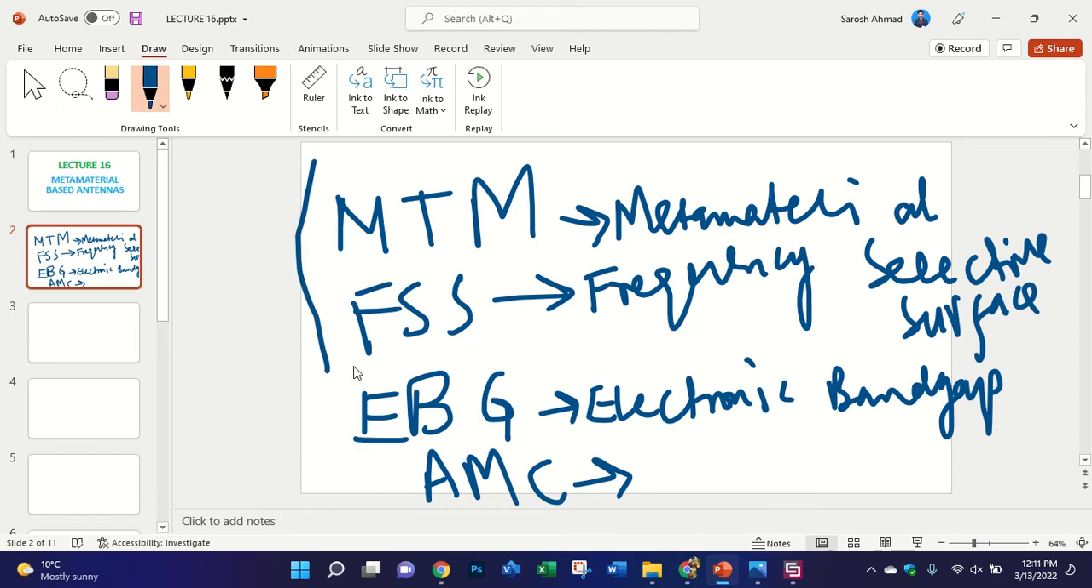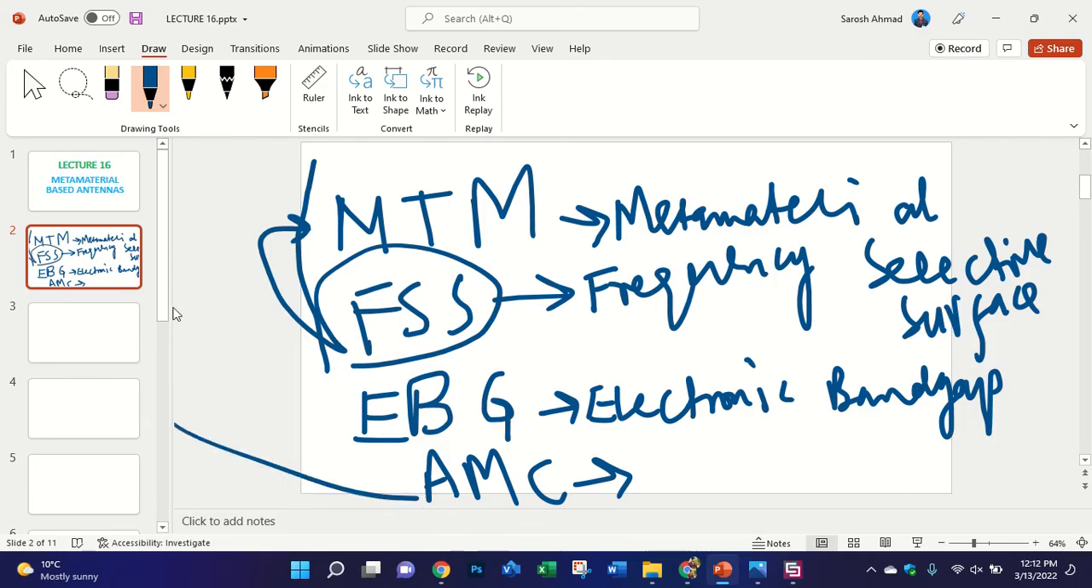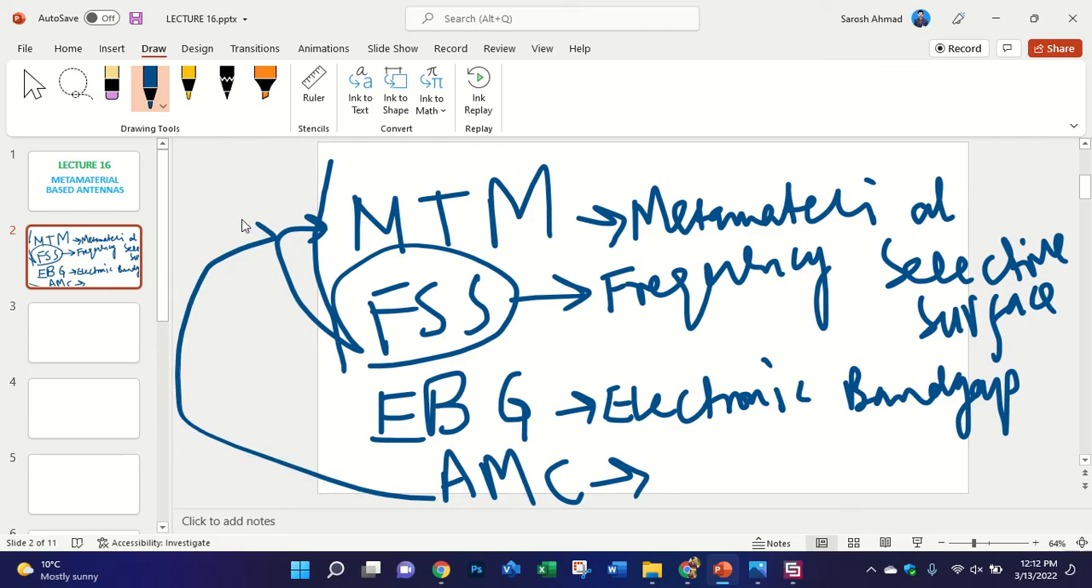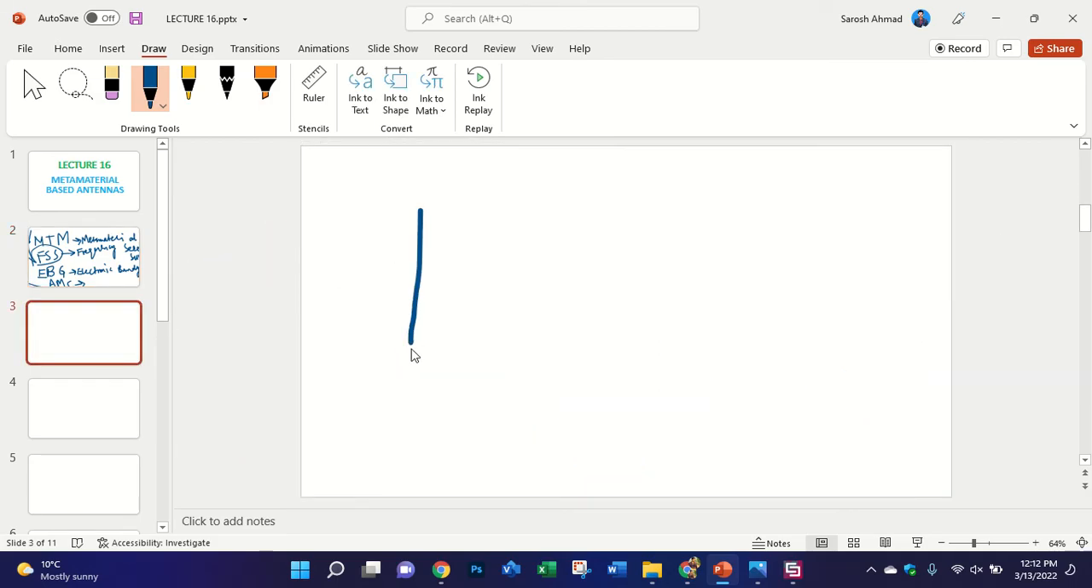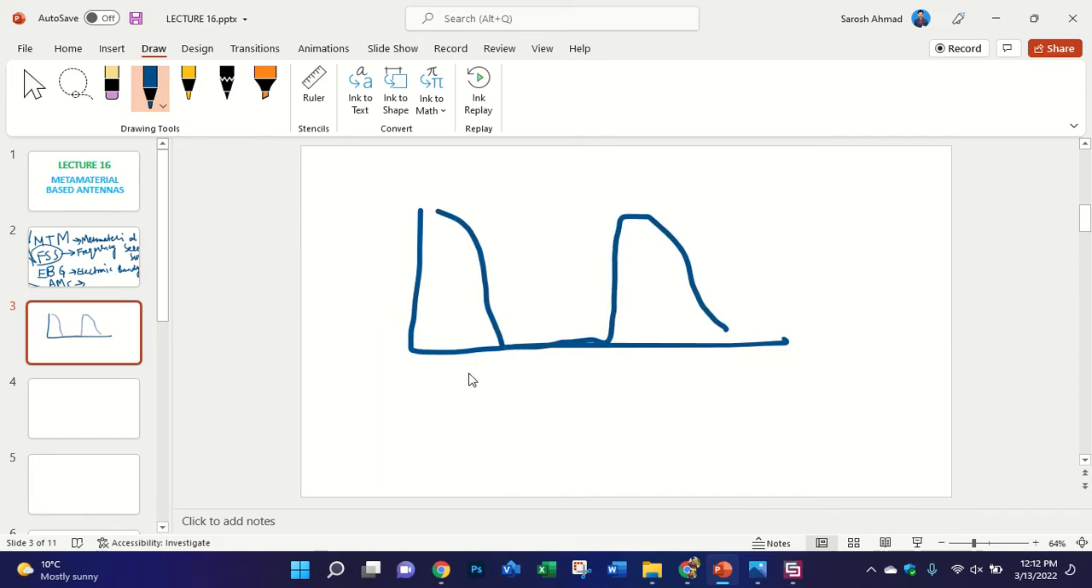No, because I did work on FSS, I did work on MTM, and both have the same procedure. But the difference is that AMC and MTM are almost the same. In AMC we have a reflection phase, like this. Suppose we have a frequency band at 2.45 and 5.8.